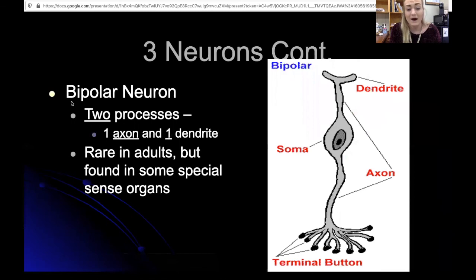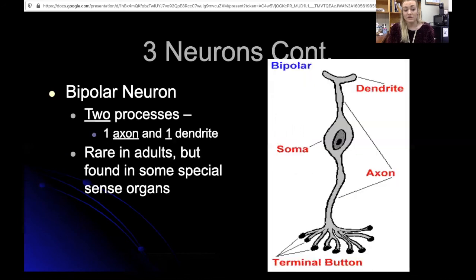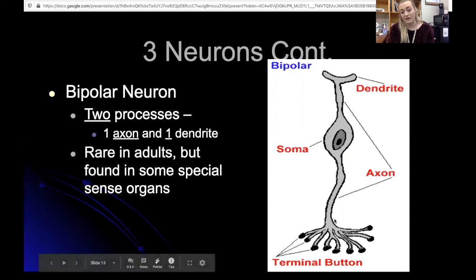We also have a bipolar neuron. Think bi, we know means two, so it's going to have two processes. It's going to have one axon, so here's our axon right here, and only one dendrite. Whereas the one before, I'll go back so we can see that, we see we have many dendrites right here. That's why it's called multi. But a bipolar neuron is only going to have one dendrite, so one little branching structure, and one axon.